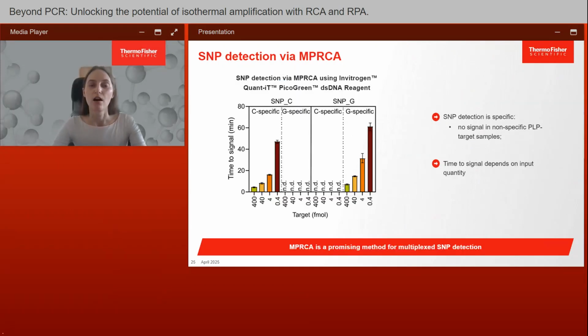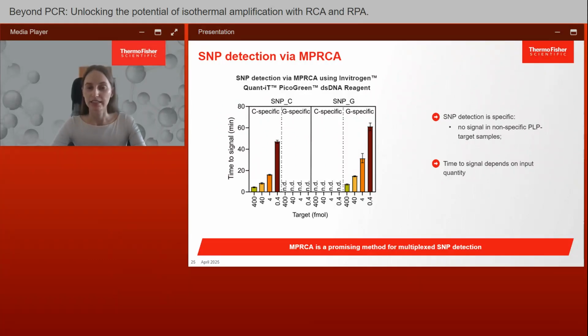So using these optimized conditions, we performed the SNP detection workflow with thermophilus DNA ligase for detection, Equiphi29 DNA polymerase for the MP-RCA reaction, and PicoGreen nucleic acid stain for real-time detection of amplified products. And as it was highly specific, no signal was detected for non-specific padlock probe and target combinations. And for matched pairs, the time to signal varied with input amount, with higher input leading to a faster signal.